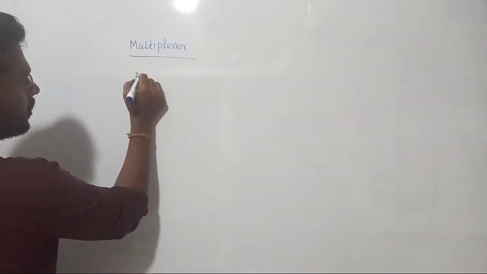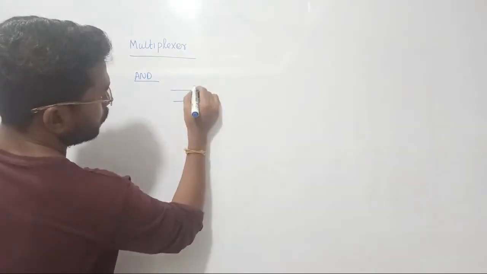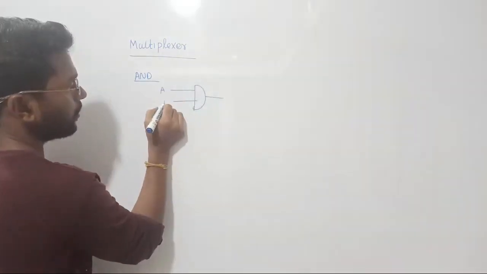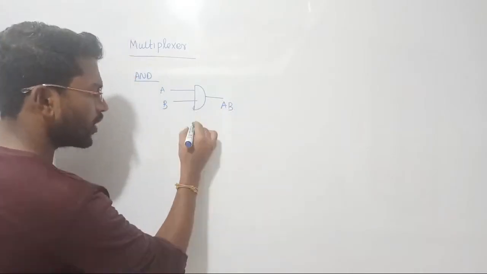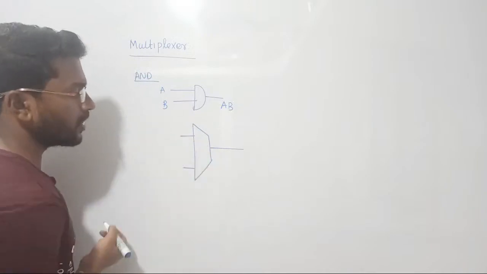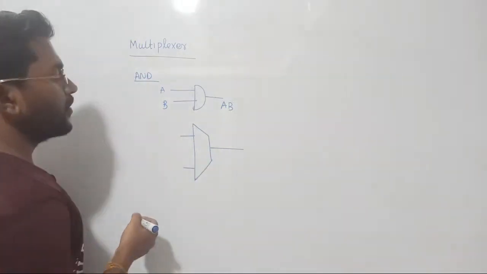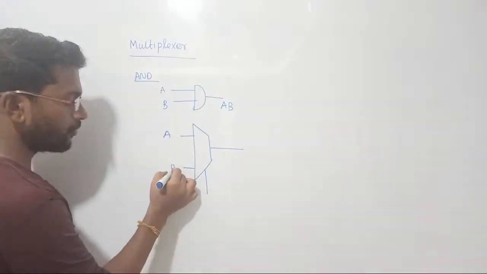So let me design the AND gate. How to design the AND gate? We know the AND gate. Let us consider A and B, the output is going to be AB. Just think, right? Because I am also going to think now only. So let's see what happened. Once again we are going to visualize these things with the help of a mux, right? So we need AB.